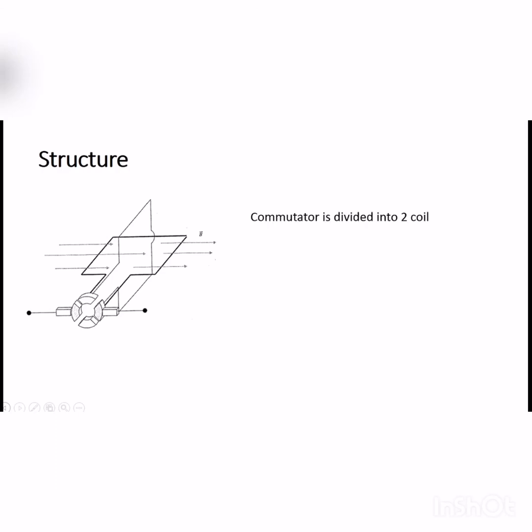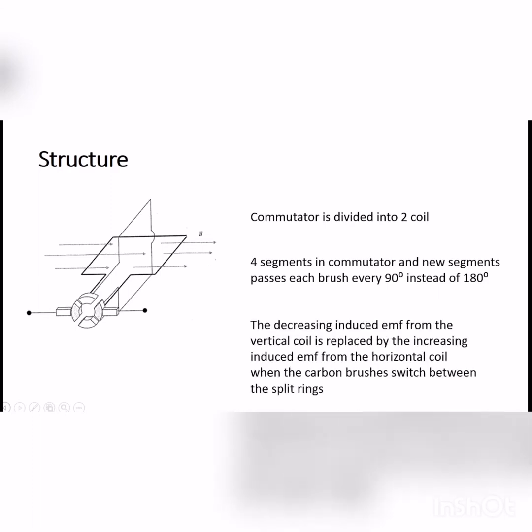The commutator is divided into 2 coils, so now there will be 4 segments in the commutator instead of 2, and a new segment passes each brush every 90 degrees instead of 180 degrees during a rotation. Hence, the decreasing current from the vertical coil will be replaced by the increasing induced EMF from the horizontal coil when the common brushes switch between the split rings.